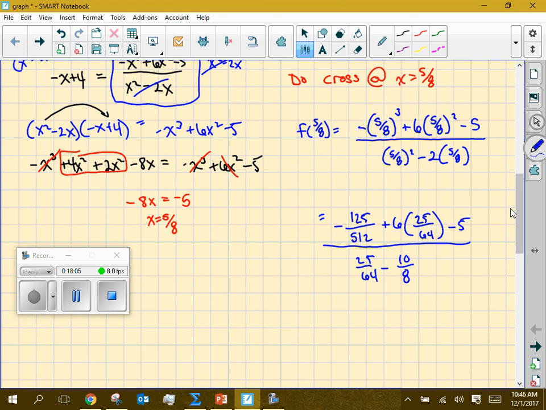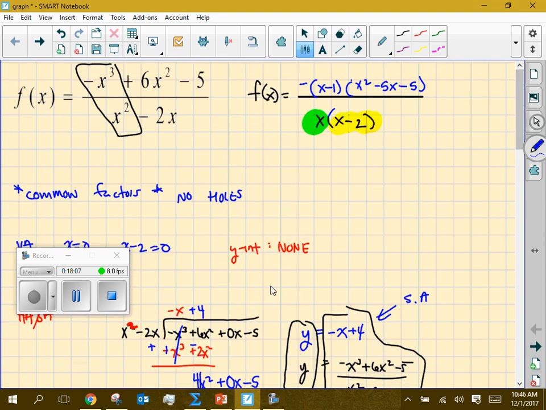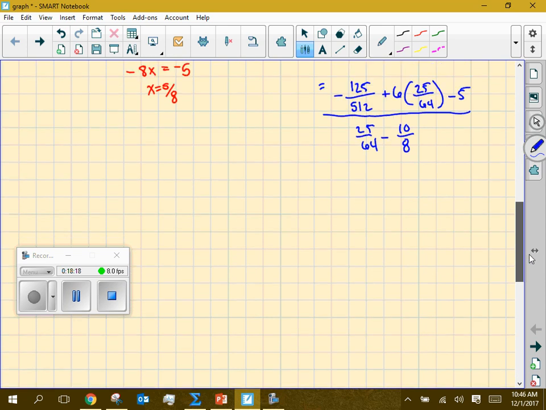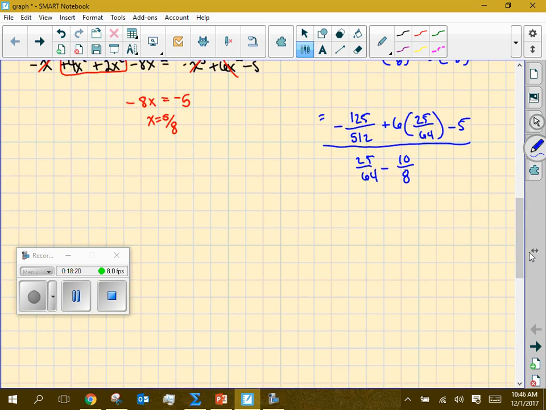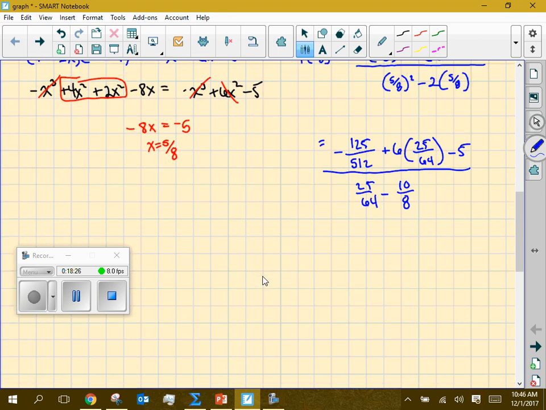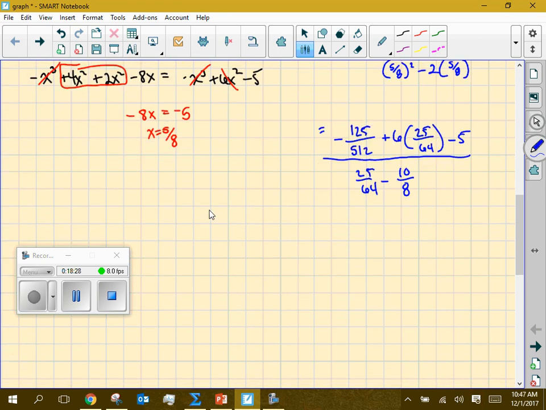We can also, like we said in the past, go ahead and just evaluate this with my calculator and it'll give me my decimal back. I think that decimal becomes like 3 point something, 3.625 or something like that. But we'll see that here in a moment when we graph this thing. So we do know we crossed the horizontal asymptote.